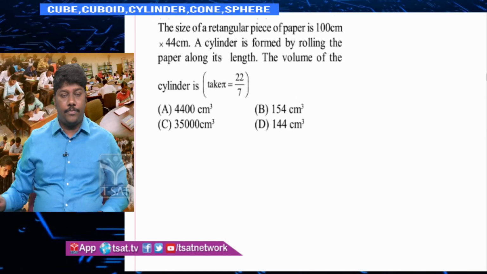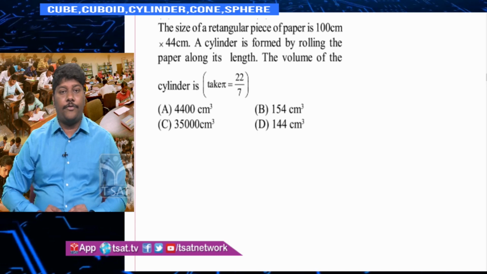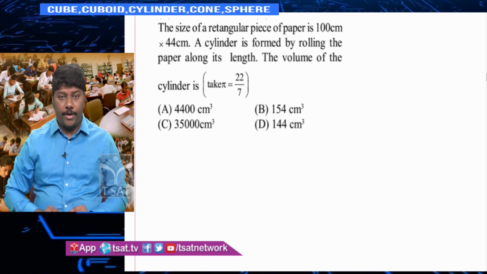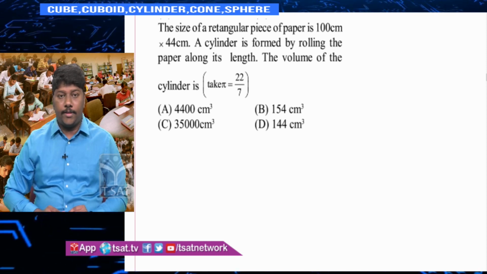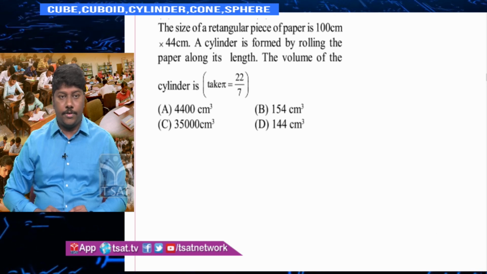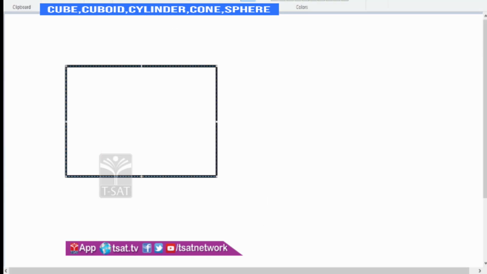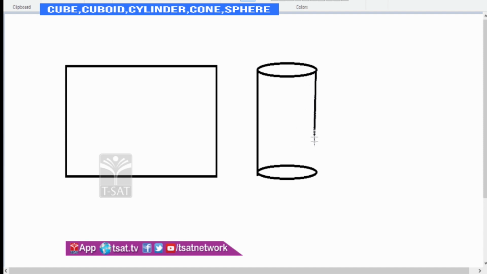Let's look at the next question. The size of a rectangular piece of paper is 100 centimeter by 44 centimeter. A cylinder is formed by rolling the paper along its length. The volume of the cylinder is. So he is asking you the volume of the cylinder when it is rolled into the shape of a cylinder. We are rolling it into a cylinder like this, along its length, which is 100. Height remains the same. Height of the rectangle was 44. So height of the cylinder is also 44.